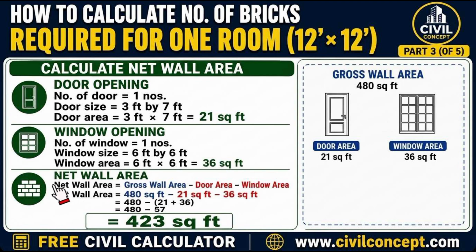Now calculate the net wall area. The formula is net wall area equals gross wall area minus door area minus window area. So, 480 minus 21 minus 36 equals 423 square feet. This is the actual brickwork area.